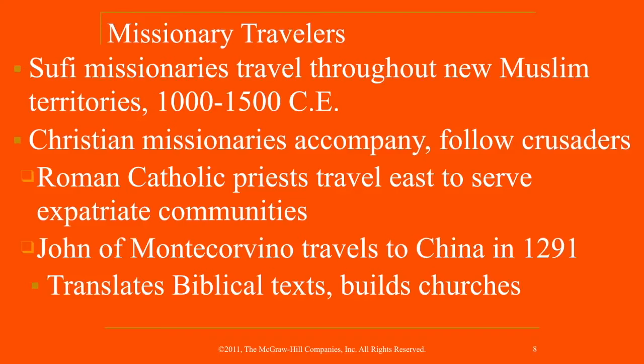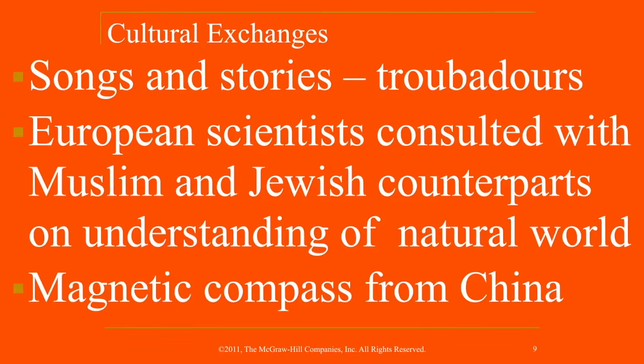John of Montecorvino travels to China in 1291. He becomes the Archbishop of China. During this time, he translates biblical texts into some of the earliest writings in China for people to read. He builds churches. He baptizes young Mongol and Chinese children into the Christian faith. He's a very weird traveler that we need to add to the green section. He just ends up on this weird slide. Cultural exchanges.